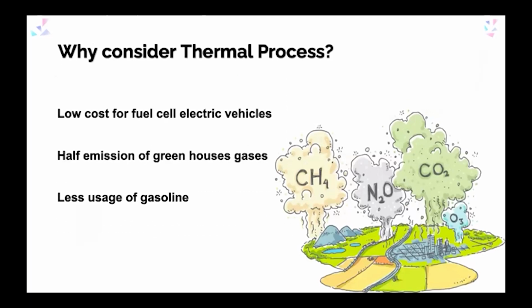By using thermal processes, it can cost low amounts to provide hydrogen for fuel cell electric vehicles and other applications. In fuel cell electric vehicles, the only product from the tailpipe is water vapor. With using natural gas for reforming, we can reduce nearly 50% of greenhouse gas emissions and 90% of gasoline usage compared to normal gasoline vehicles.